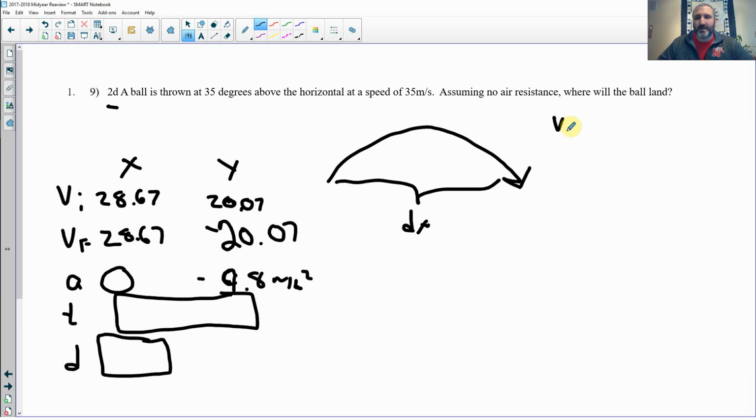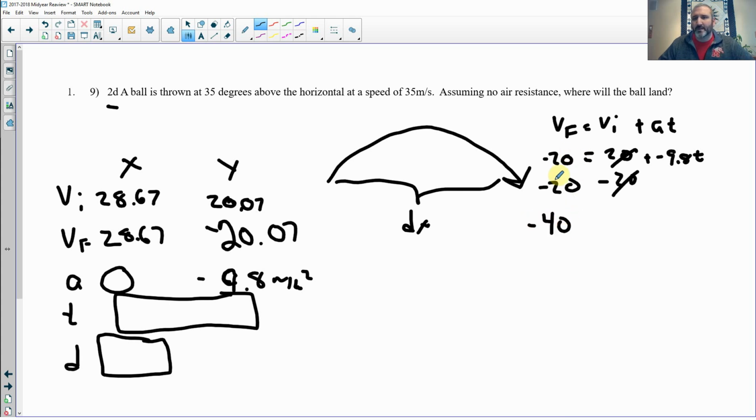For my money, again, I think VF equals VI plus AT. It's probably your easiest bet. VF is negative 20. I'm just going to round it to negative 20. Equals positive 20 plus negative 9.8 T. We're going to subtract 20 from both sides. Those are going to go away. Negative 20 minus 20 is negative 40. Don't make that 0. I've seen it happen too many times. It was negative 9.8 T. Divide both sides by negative 9.8.